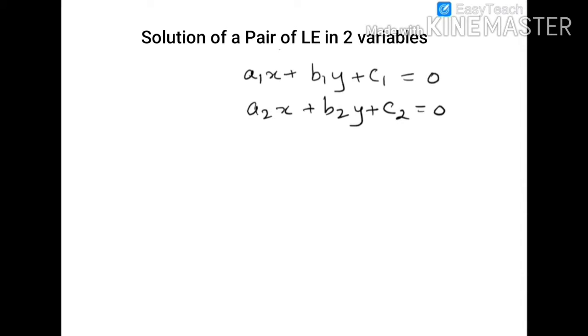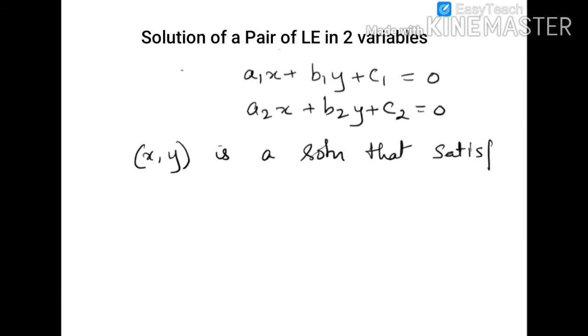Let's understand the meaning of solution of a pair of linear equations in two variables. We have studied in grade 9 that each linear equation in two variables has infinite solutions and each solution is an ordered pair x, y. So a solution of a pair of linear equations means a common solution. It is that value of x and y that satisfies both equations.